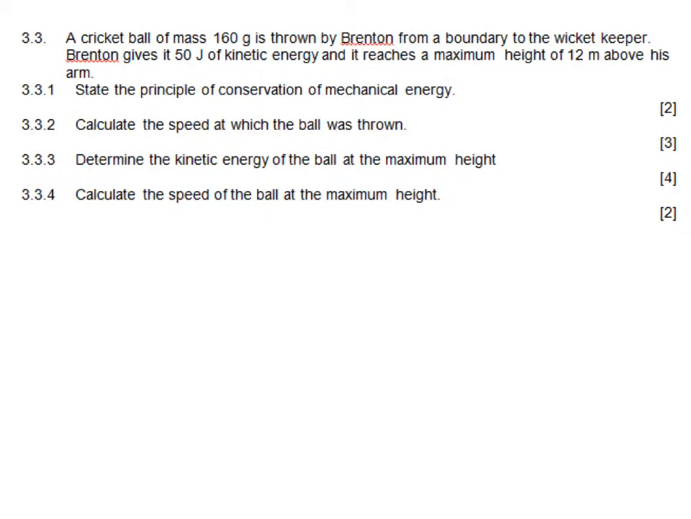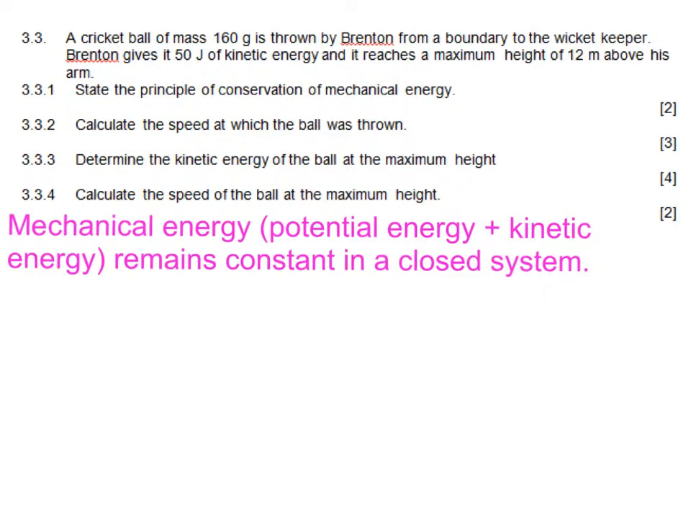And of course, in that way, prevent injury. A cricket ball is thrown by Brenton from a boundary to the wicketkeeper. Brenton gives it 50 joules of kinetic energy, and it reaches a maximum height of 12 meters above his arm. State the principle of conservation of mechanical energy. So that is straight bookwork. Mechanical energy, which is potential energy plus kinetic energy, remains constant in a closed system.